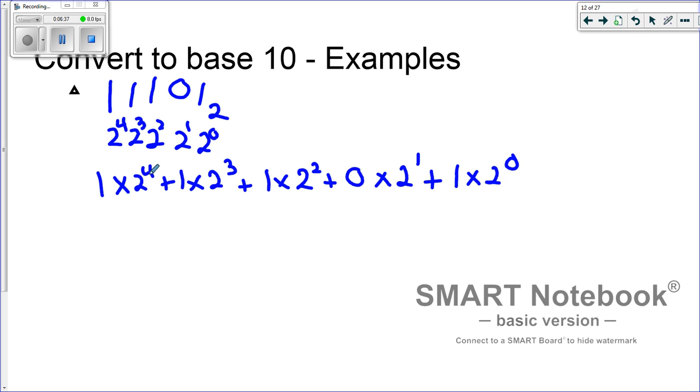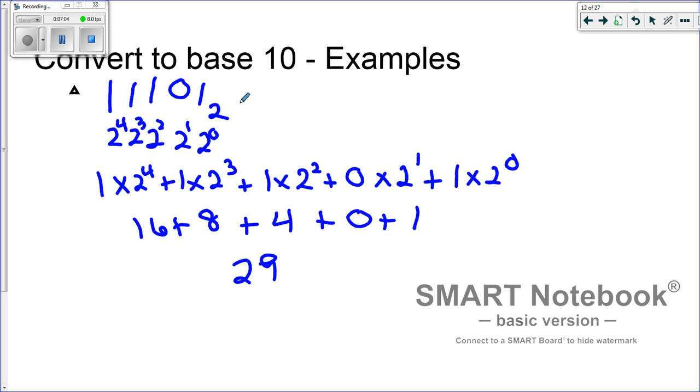Okay, so 2 to the fourth is 16, so I got one of those. 2 to the third is 8, I've got one of those. 2 squared is 4, I got one of those. I have nothing here. And then 1 times 1 is just 1. So when I add that all up, I have 16 plus 13, which is going to give me 29. So this is the number 29.